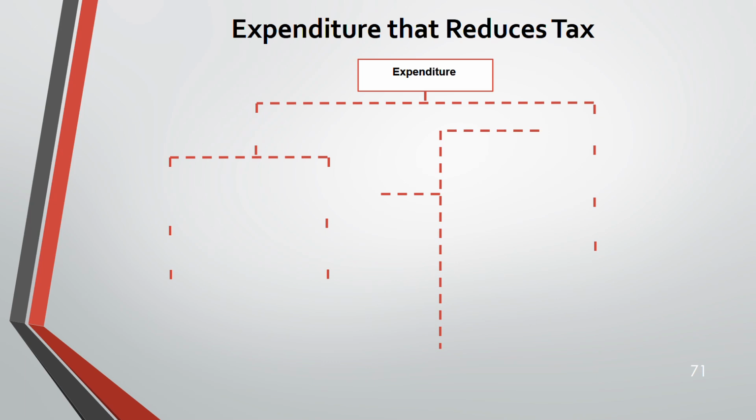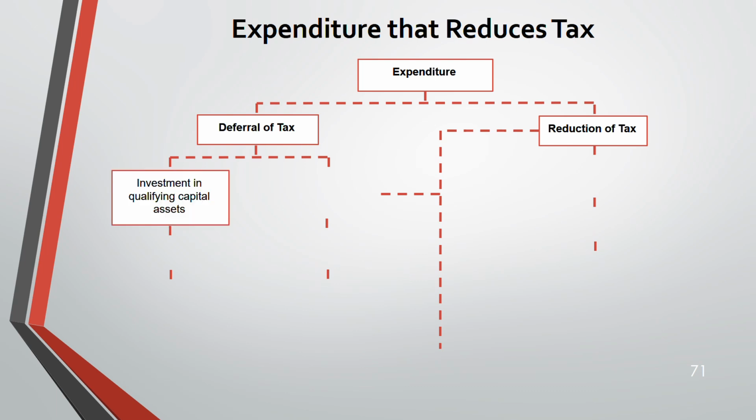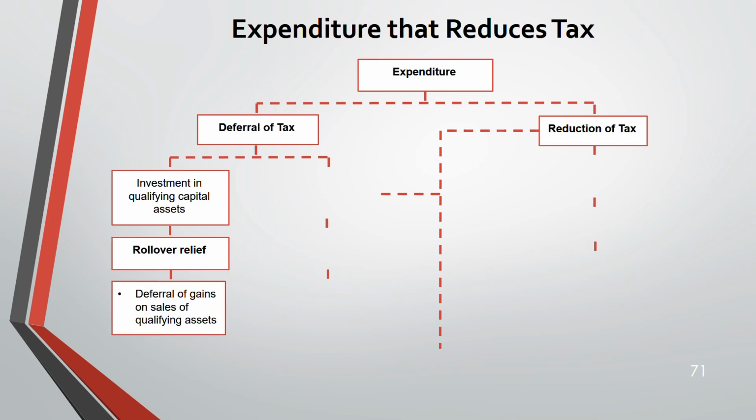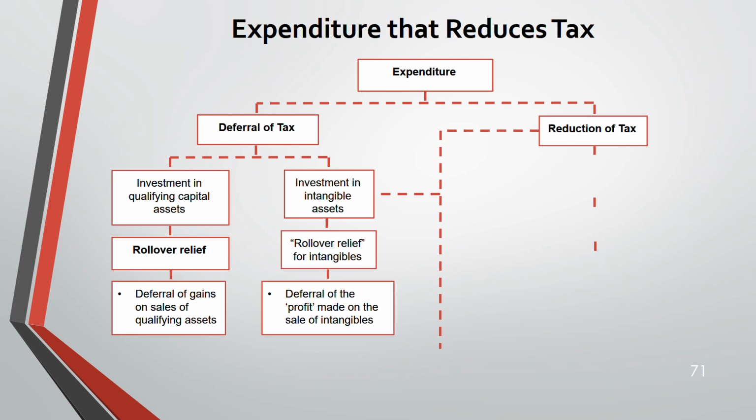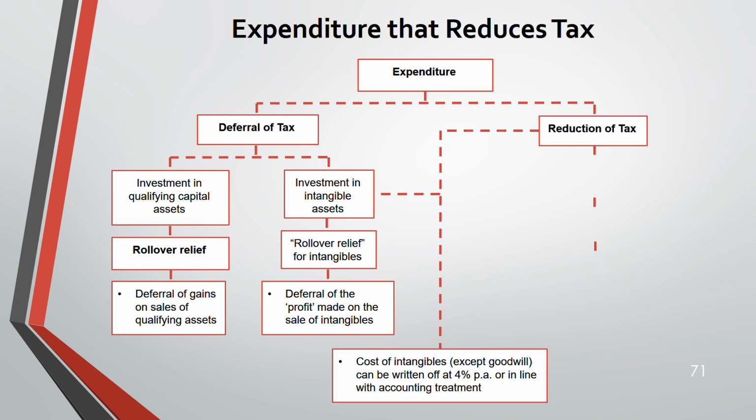Now the expenditure that reduces the tax. Some types of expenditure defer the tax and some reduce tax. The examples which defer the tax are when you invest in qualifying capital assets, like rollover relief, you defer the gain on the sale of a qualifying asset. And the second way you can defer the tax is when you invest in intangible assets. Rollover relief for intangibles, you defer the profit made on the sale of intangibles. Now this cost of intangibles can both defer the tax and reduce the tax. How? When you invest, the cost of intangibles except goodwill can be written off at 4% or in line with accounting treatment.